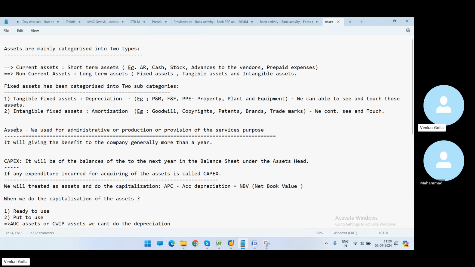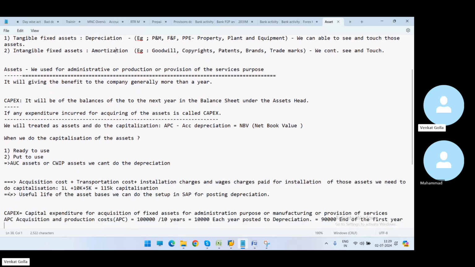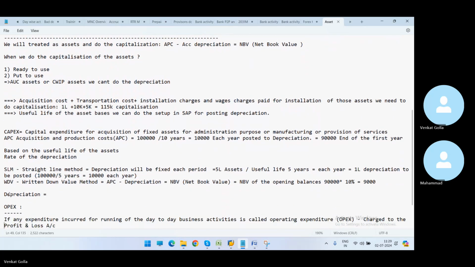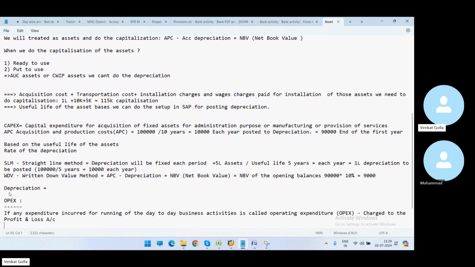It will be giving the benefit to the company over a period of time. This capex, whatever expenditure is incurred for acquiring any assets, is called capex. OPEX means operating expenditure. What is the meaning of OPEX? OPEX is basically any expenditure you are incurring for day-to-day operations of running our business. We call it OPEX, operating expenditure.